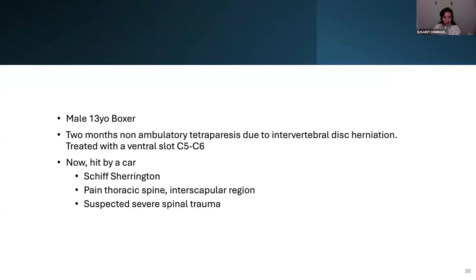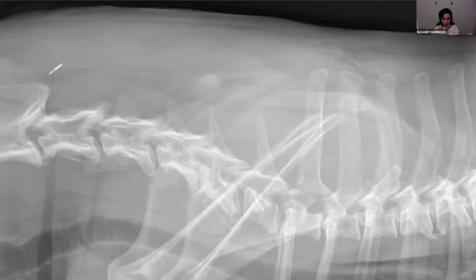Next case is an example of a boxer, a male 13-year-old, and that dog was a little bit unlucky because 2 months ago he had a ventral slot at the C5-C6 intervertebral disc space to treat some ambulatory tetraparesis associated with intervertebral disc extrusion. And he was treated surgically, but now the clinical presentation is more acute because it was hit by a car and it arrived at the hospital in a Schiff-Sherrington posture with pain in the thoracic spine and interscapular region. So the clinical suspicion was a severe spinal trauma.